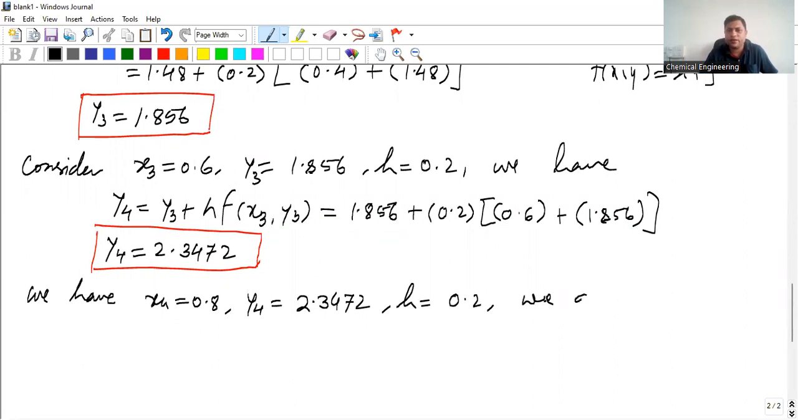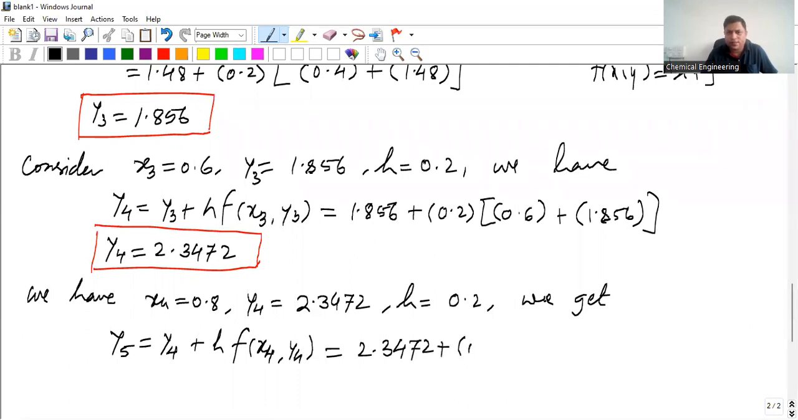Okay, so next step we have x4 is equal to 0.8 and y4 is equal to 2.3472 with h is equal to 0.2. Now we have to find out y5. So y5 is equal to y4 plus h times f of x4, y4. So what do you get here? 2.3472 plus 0.2 times 0.8 plus 2.3472.